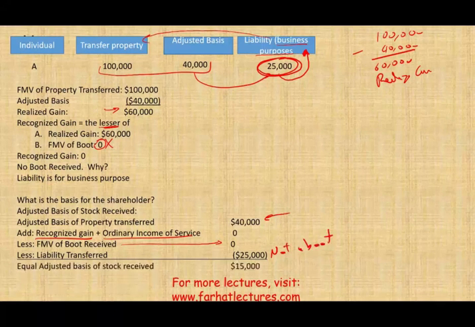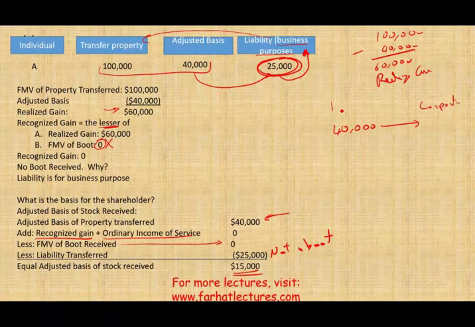Therefore, what's the basis in the stock? The basis in the stock is $15,000. Simply put, what I am saying is this: I contributed a piece of property with an adjusted basis of $40,000. Okay? With that, I transferred this to the corporation.